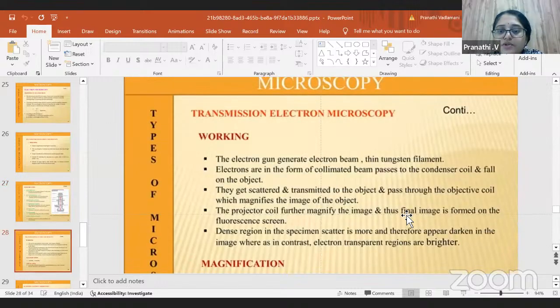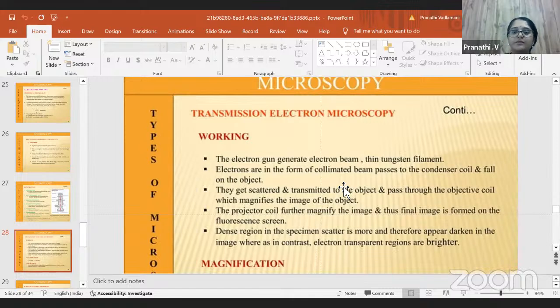Okay. So when it comes to the basic working, what is going to happen? The electron gun, which is a tungsten filament, generates the electron beam, and the electrons in the form of this collimated beam pass through the condenser coil and fall onto the object. Scattering of the electrons takes place, transmission through the object takes place, and then the objective coil will magnify the image of the object.